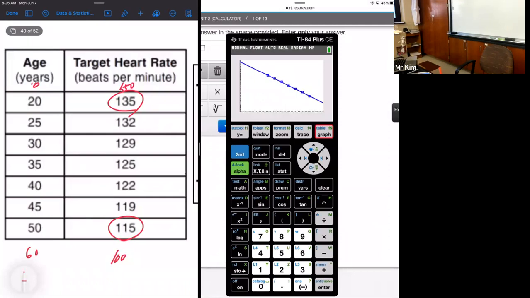Press variables, which is right by clear. Scroll right 1. Functions. Right 1. Go down 1. Calculate. And boom, you have this, right? Press graph. Look at that. That's pretty good looking, right?